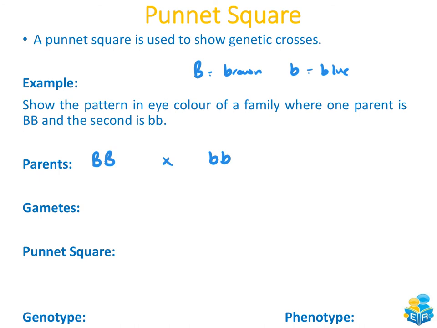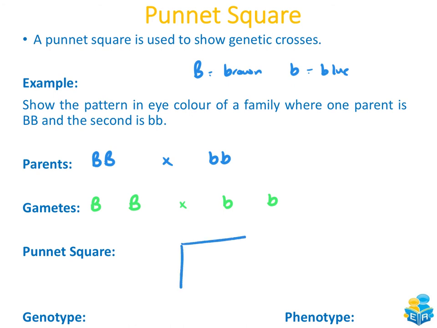Now, Mendel's law of segregation says it's completely random as to which allele is going to be passed off. So parent number one can pass off this capital B, or they can pass off this capital B. It doesn't matter. Completely random. Parent number two, we have a small b, and we have a small b. So again, doesn't matter. Now, our Punnett square, we have two options here, which means we're going to have two rows and two columns in our table.